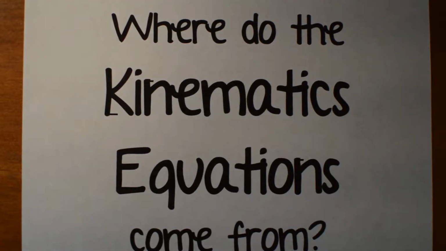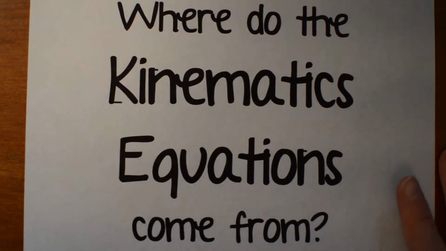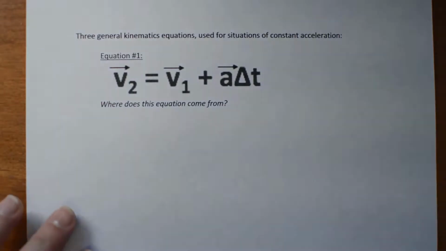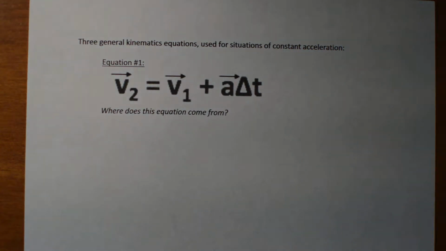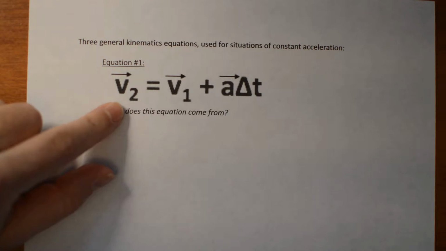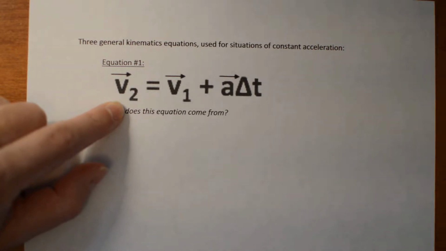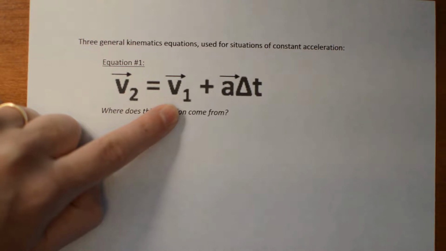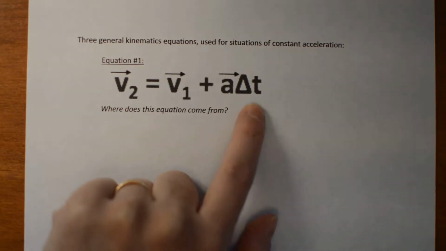In this video, we're going to look at where the kinematics equations for constant acceleration come from. There are three kinematics equations that are really useful for situations where you're accelerating at a constant rate. The first one is that your final velocity, so after some time has gone by, your v2, will equal your initial velocity, whatever you started with, plus your acceleration multiplied by however much time went by.